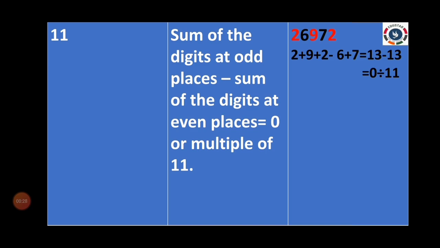Example is given: 26,972. So the red color numbers 2, 9, 2 are all odd places, and 6 and 7 are even places. So odd places alone I am adding, you are getting 13, and even places adding, you are getting 13. So 13 minus 13, 0 you are getting. So it is divisible by 11.